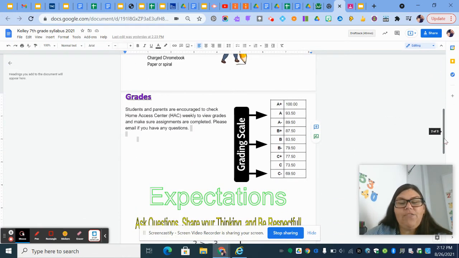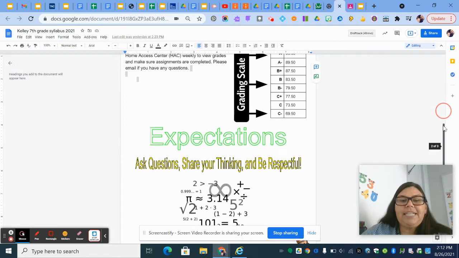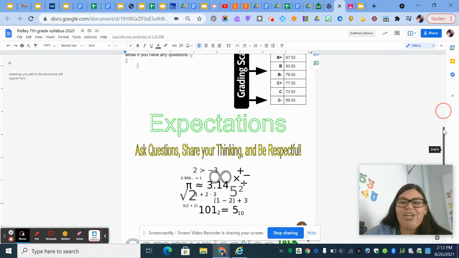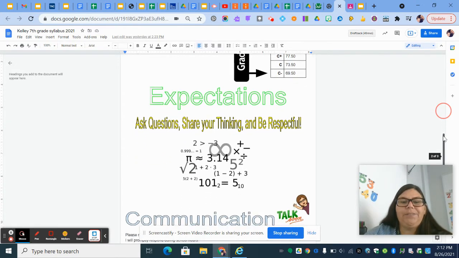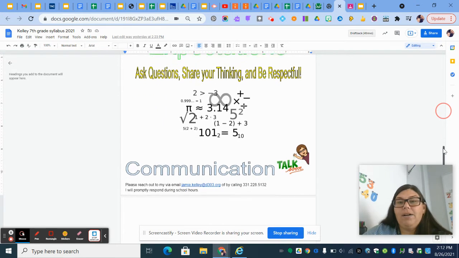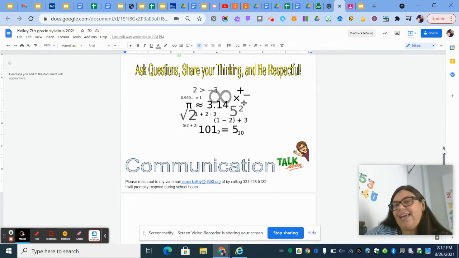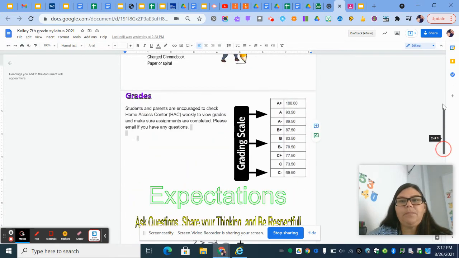Our grades are as follows. Most grades that you see in HAC will be from quizzes and tests. The expectation is that students ask questions, share their thinking, and be respectful. You're welcome to email or call me at any time if there's a concern or if there's something you feel like I should know to help your student be successful in math class.